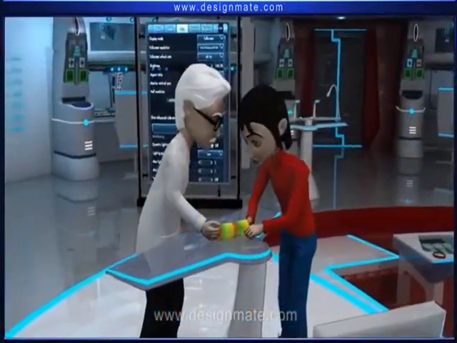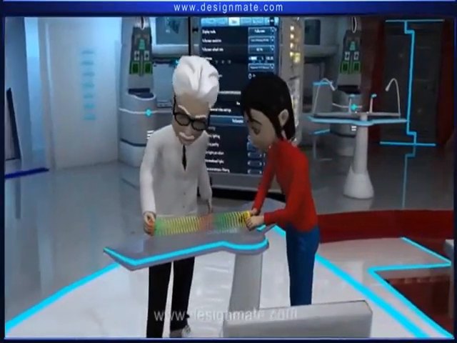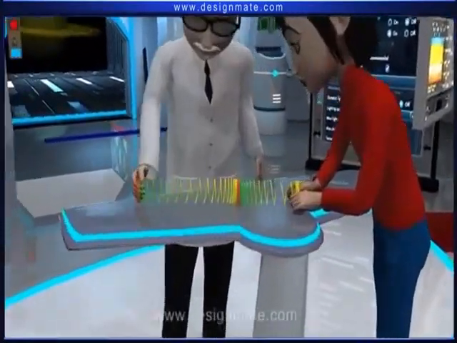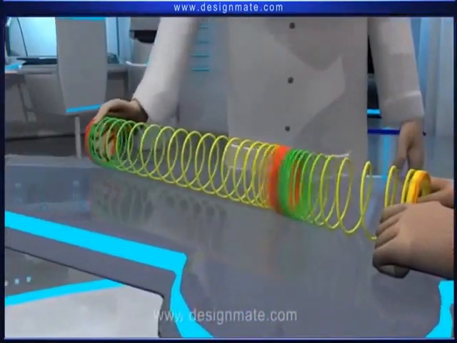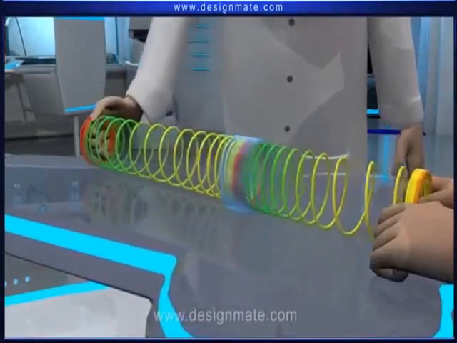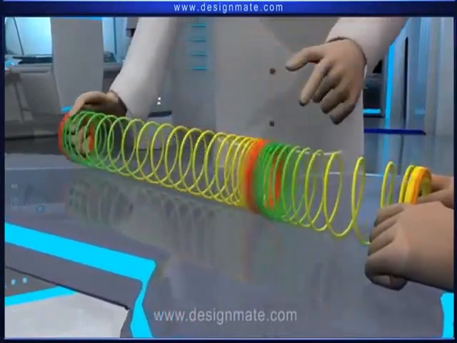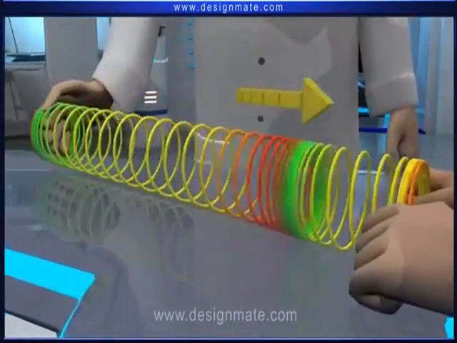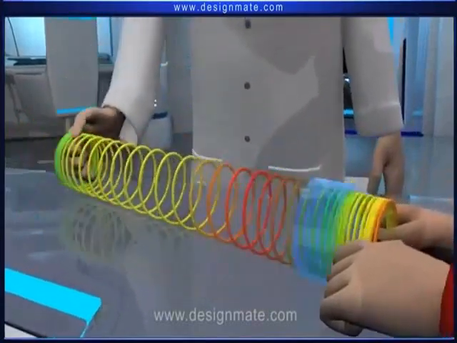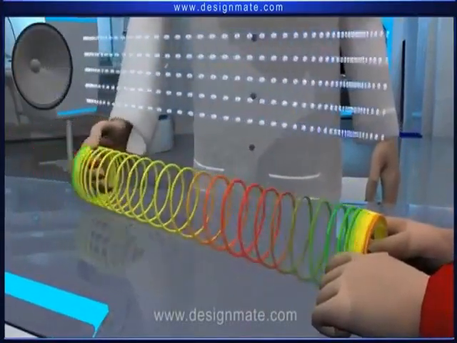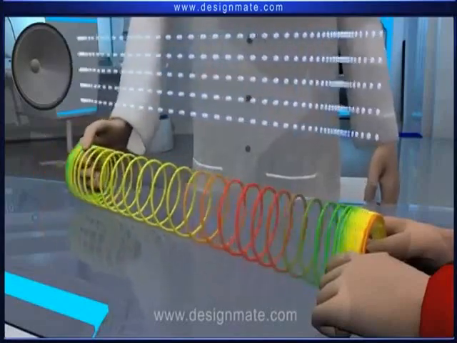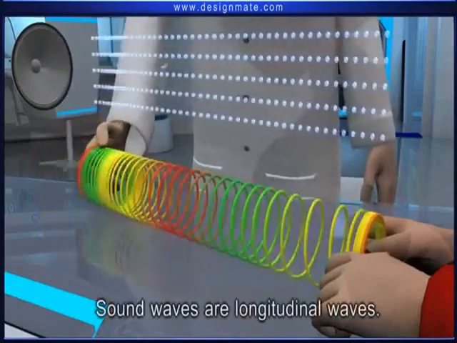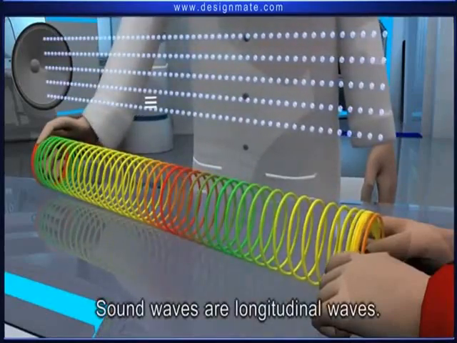Now, let's see how the longitudinal waves look like. You can see that Dr. Zoc is pushing the slinky towards himself and pushing it towards Emily. So, you can conclude that in the longitudinal waves, medium particles vibrate along the direction of wave propagation. And of course, sound waves are longitudinal waves.